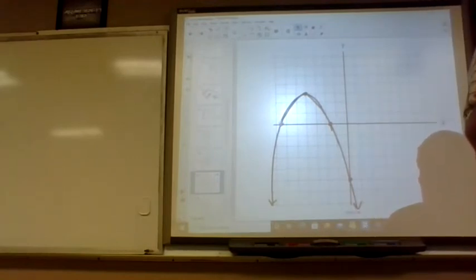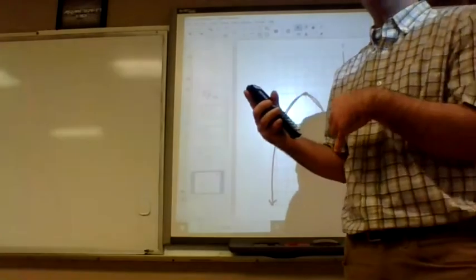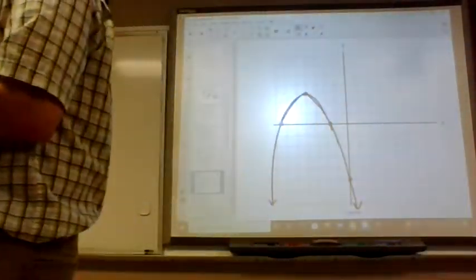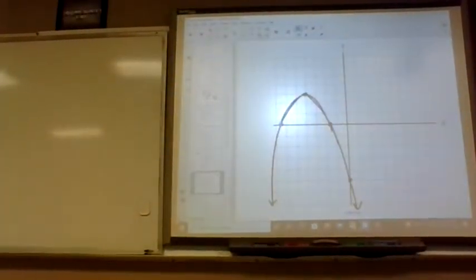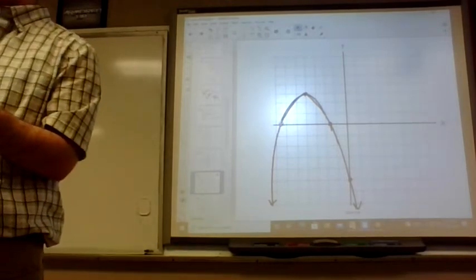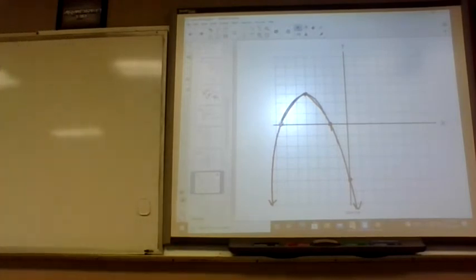Okay. What we want to find is, we're trying to find the zeros of the function, where does it cross the x-axis? So we're going to go to second trace. It's called calculate, the CALC, the yellow thing. So you have to hit second, the yellow button, and then trace.